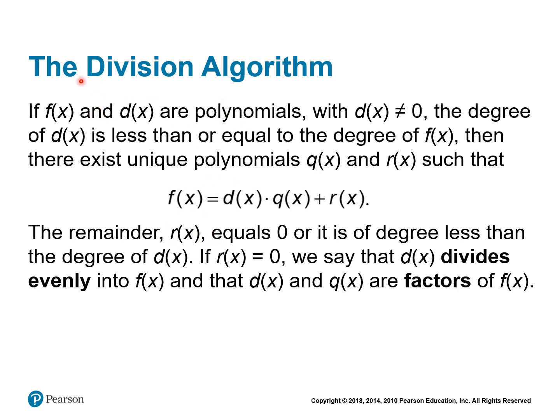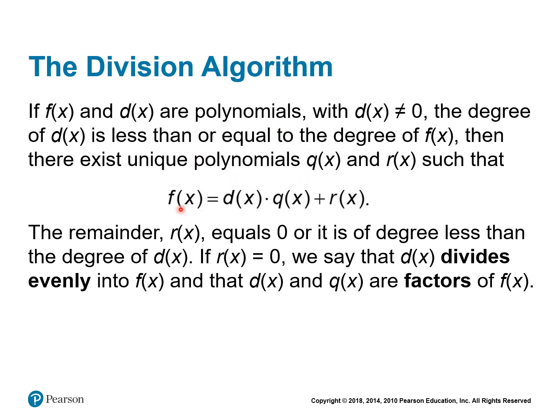All right. So the division algorithm says if f of x and d of x are polynomials with d of x not equal to 0, the degree of d of x is less than or equal to the degree of f of x, then there exist unique polynomials q of x and r of x such that f of x equals d of x times q of x plus r of x. I'm going to break this into parts and start the explanation because I know this is difficult to understand the way it's given here.